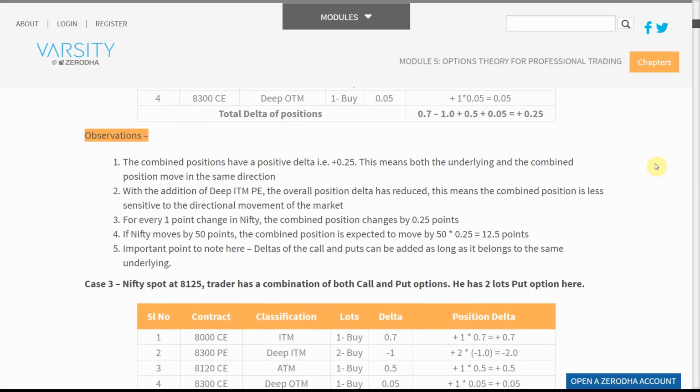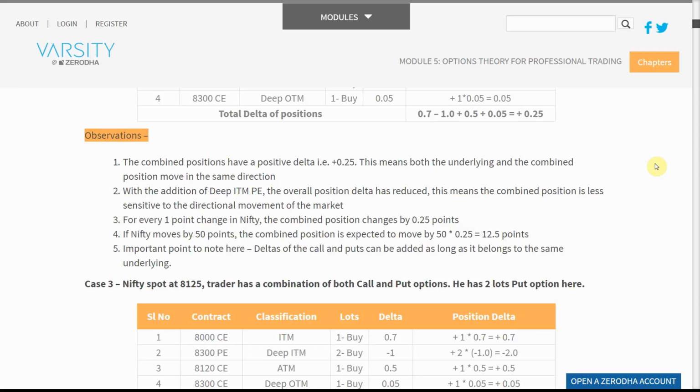Observations. The combined positions have a positive delta, i.e. plus 0.25. This means both the underlying and the combined position move in the same direction. With the addition of the deep ITM put, the overall position delta has reduced. This means the combined position is less sensitive to the directional movement of the market. For every 1 point change in Nifty, the combined position changes by 0.25 points. If Nifty moves by 50 points, the combined position is expected to move by 50 * 0.25 = 12.5 points.